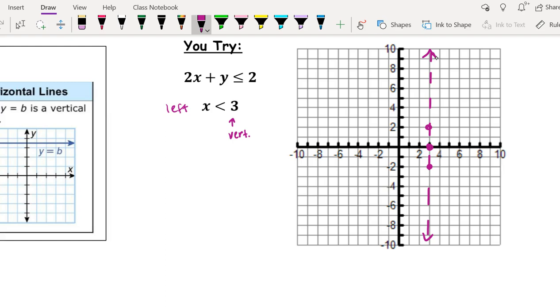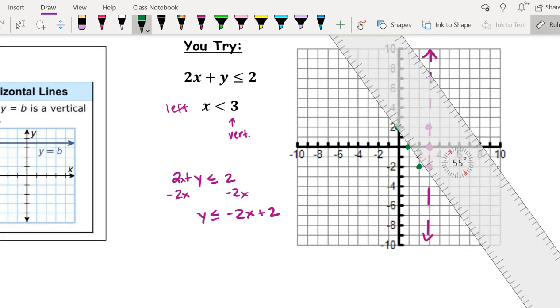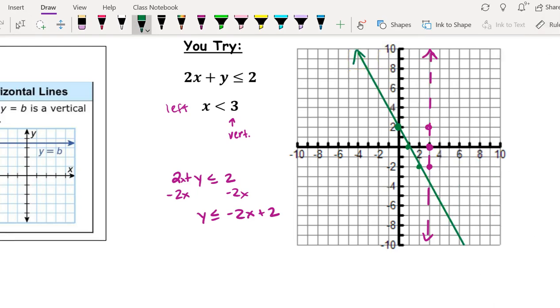Okay. Then the other one, 2x plus y is less than or equal to 2. I need to solve for y. So I'm going to have y is less than or equal to negative 2x plus 2. And I need to go ahead and change colors here. So I'm going to put a positive 2, down 2, right 1, down 2, right 1. And this is going to be a solid line. Okay. You're always going to have 4 regions defined.